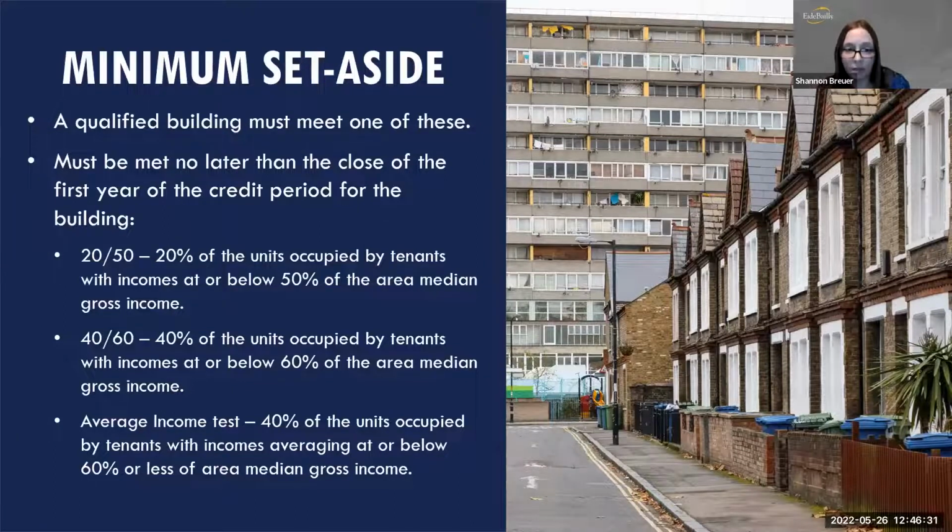And remember, and this is important to note, that the credit period begins in either the first year the building's placed in service or in the following year if the election's filed. So if you have a building that is struggling to rent up and it maybe isn't going to meet this minimum set-aside, that's when you file the election and you push it to the next year if you need to.